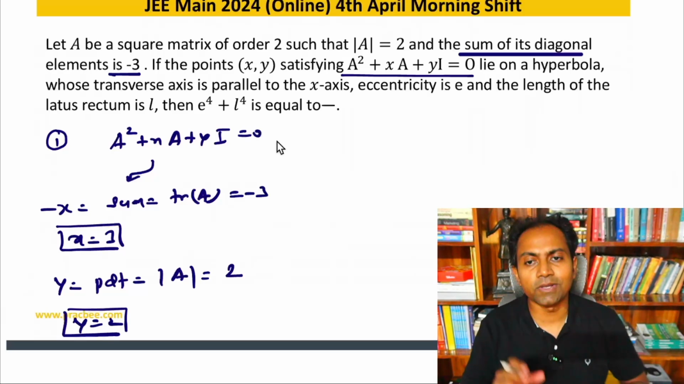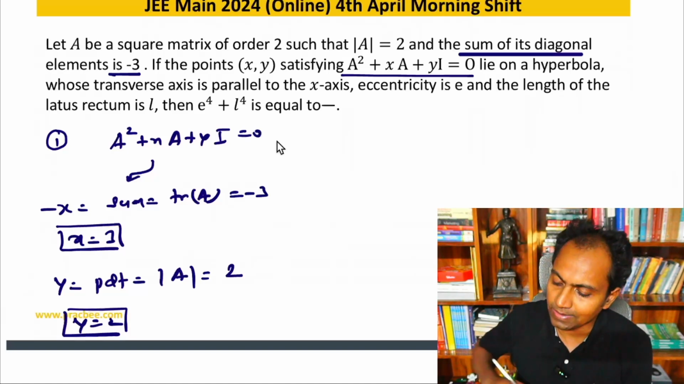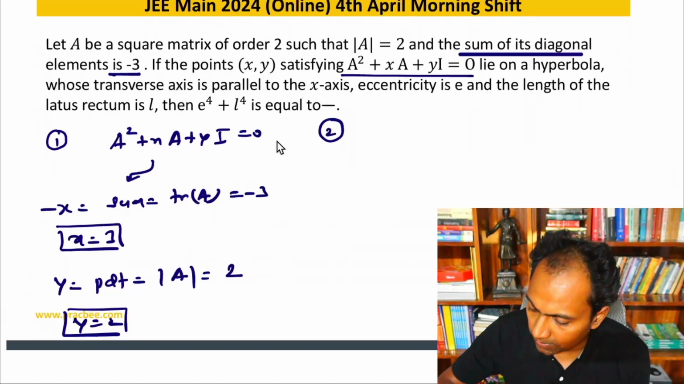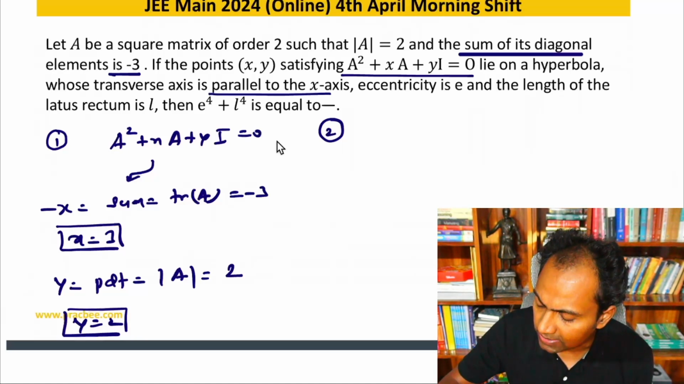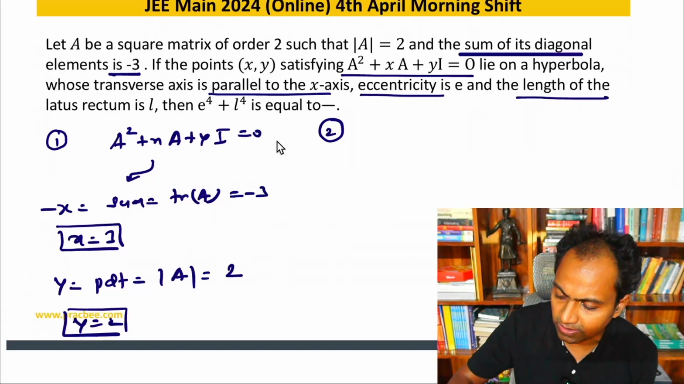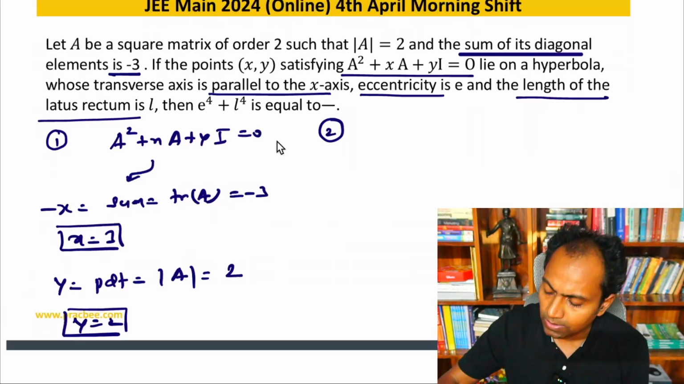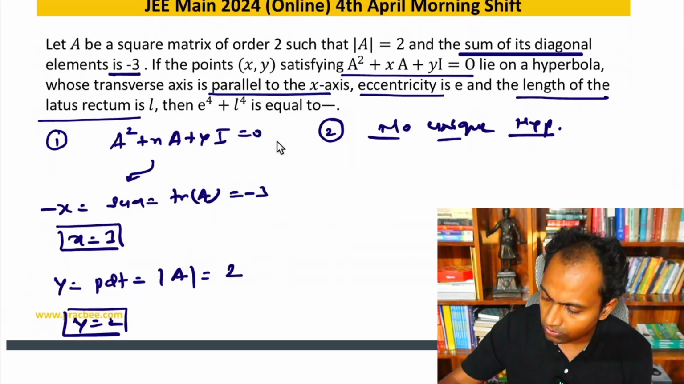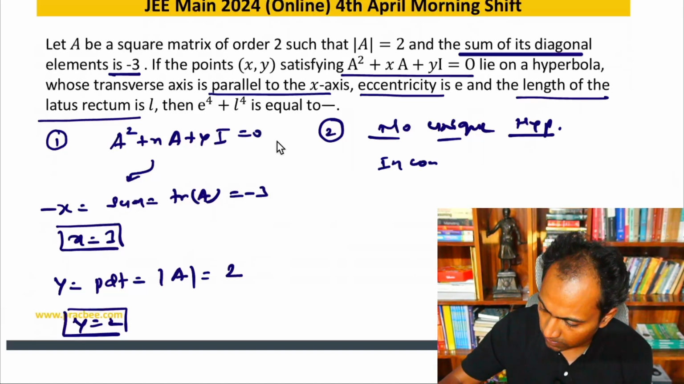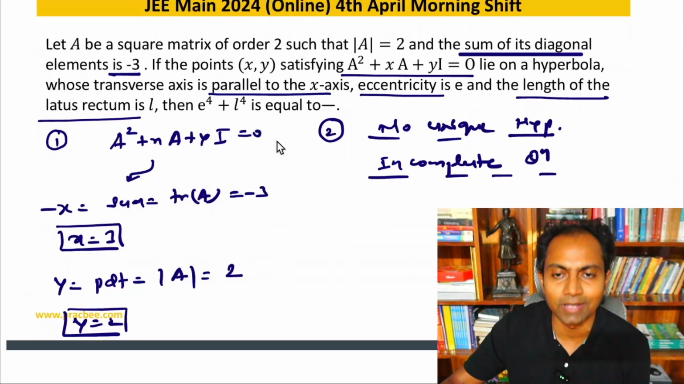So the first part of the question we can get using the Cayley-Hamilton equation. Now comes the second part. They are saying that this point lies on a hyperbola whose axis is parallel to the x-axis, eccentricity is e, and length of latus rectum is L. Then the value of e raised to the power 4 plus L raised to the power 4. Now see, there is no unique hyperbola that follows this condition. There can be many such hyperbolas. So this was an incomplete question that was asked in the exam, hence no unique answer is possible.